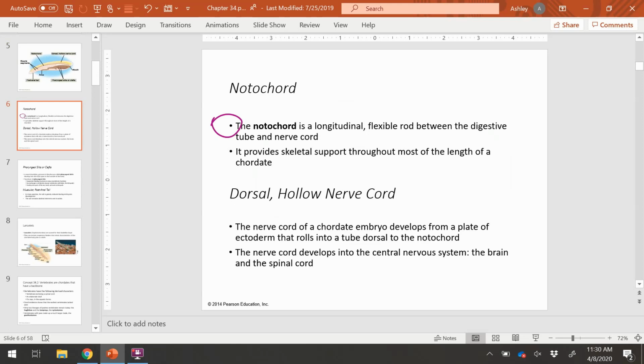The dorsal hollow nerve cord is also very important. It forms from the ectoderm embryo layer by pinching inward or rolling inward. And so this develops into the brain and spinal cord.